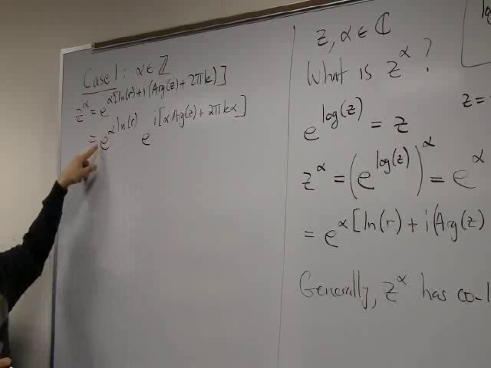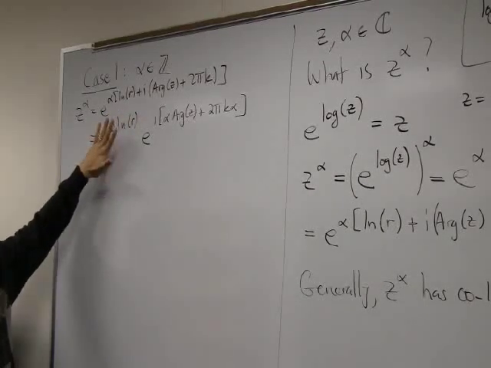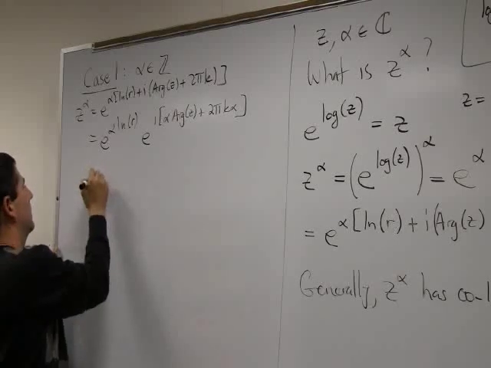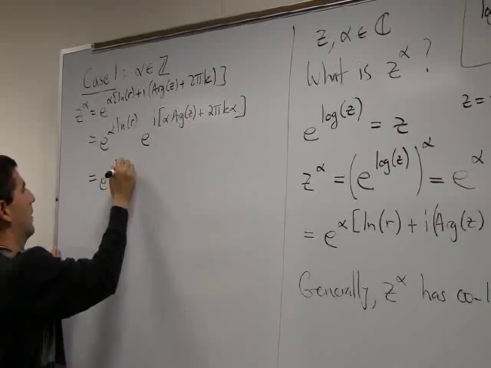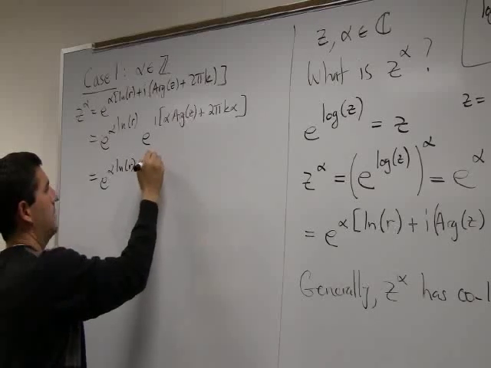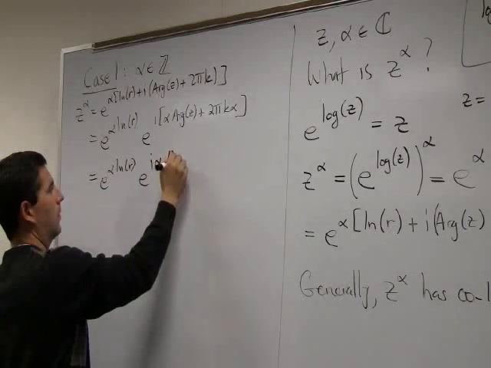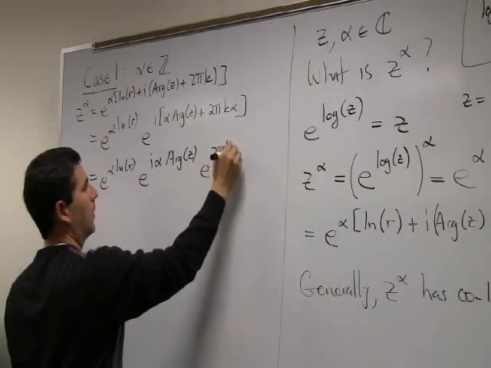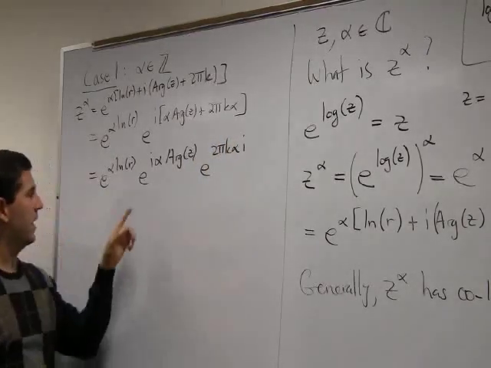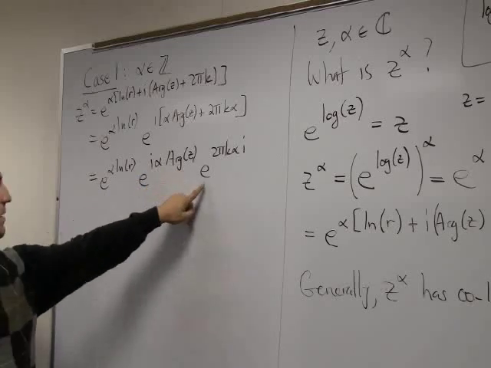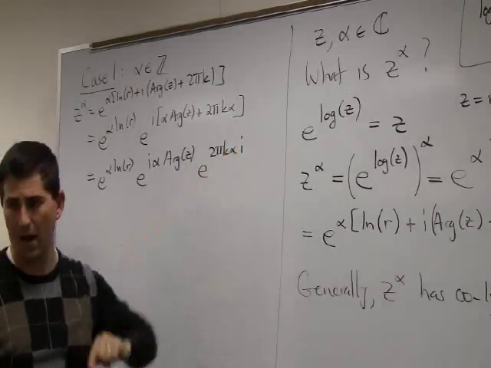This first bit is just some real number. Now the second bit, let me break it up further. Second bit I get e to the i alpha arg of z. And then the last bit I get e to the 2 pi k alpha i.